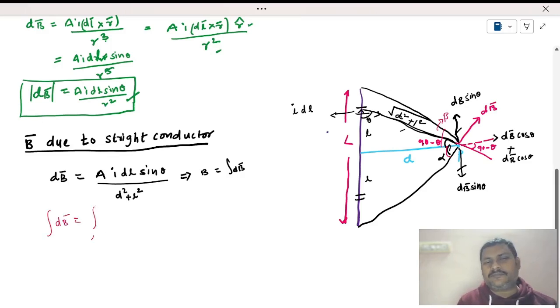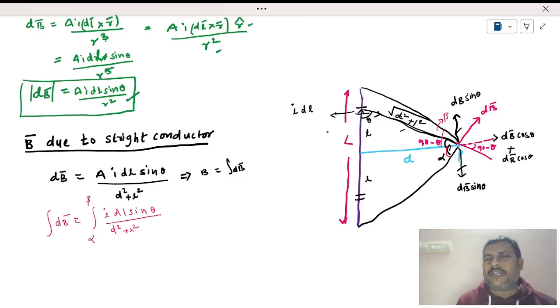So the integral of dB bar becomes the integral from alpha to beta of I dl sin theta by d square plus L square. Here you can ask me, sir, dl is there now, so can you integrate dl?